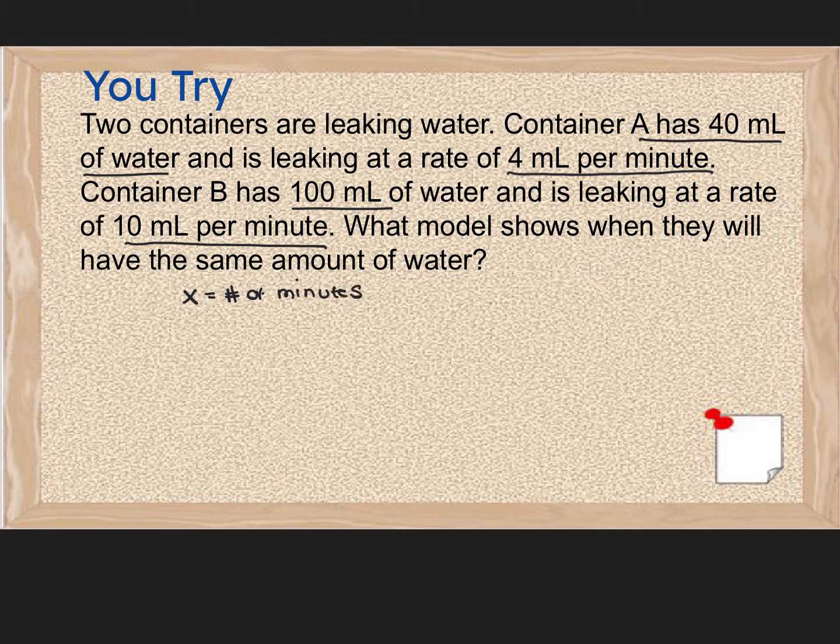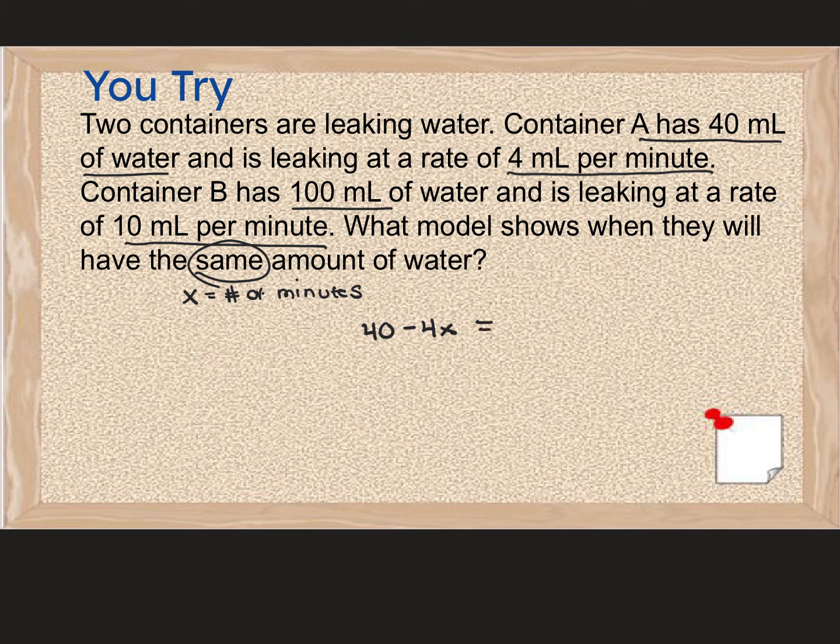All right, so for container A, we have 40 milliliters, and we're going to subtract 4x because it's leaking 4 milliliters per minute. So that x is representing the number of minutes. All right, since we want to know when they will have the same amount of water, we're going to set them equal to each other.